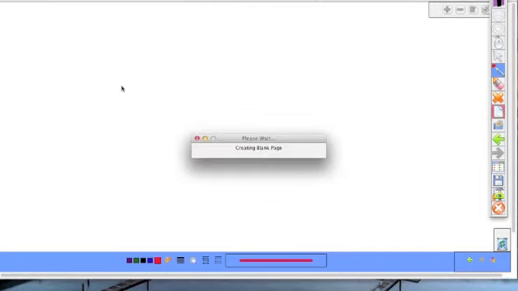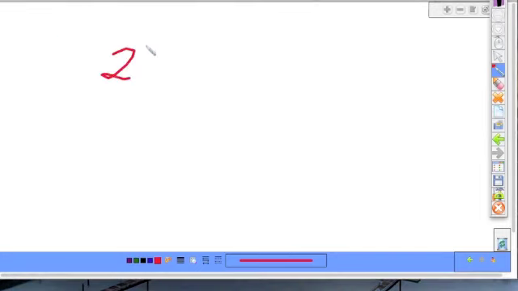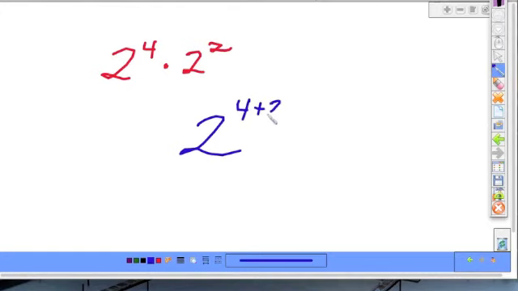Okay, let's try another one. What if I had 2 to the 4th times 2 to the 2nd power? My base number is the same. It's 2, so the 2 is going to stay. Now I'm going to take my exponents and add them. 4 plus 2 is going to give me 2 to the 6th power. So all you do is take your exponents and add them together.